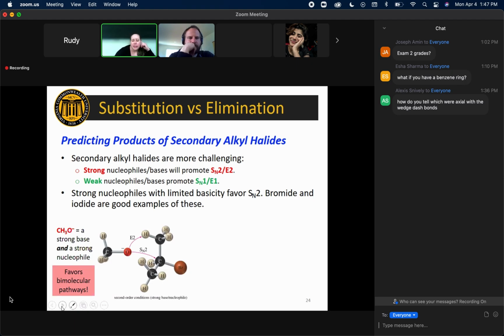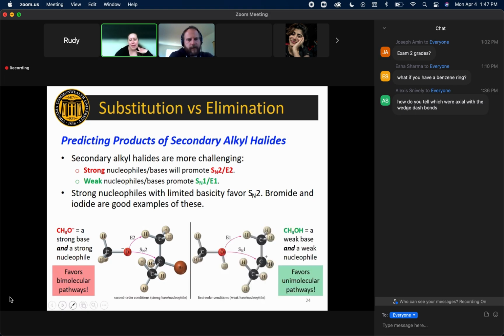Okay, so here is a little pictorial representation. We have a secondary alkyl halide and methoxide, which is a strong base and a strong nucleophile. So we know that it's going to be favoring bimolecular pathways. And indeed, both conditions are going to be the case. It will do SN2 chemistry, where it directly displaces this carbon bromide bond, and it will do E2 chemistry, where it will eliminate in a predominantly Zaitsev fashion.